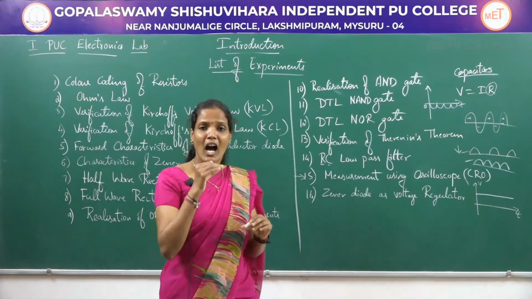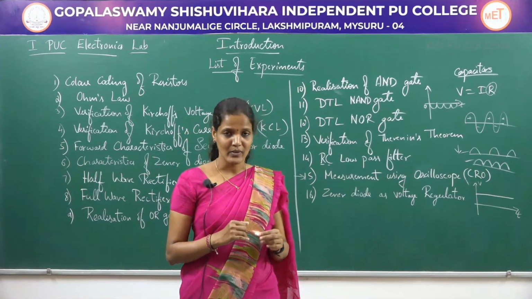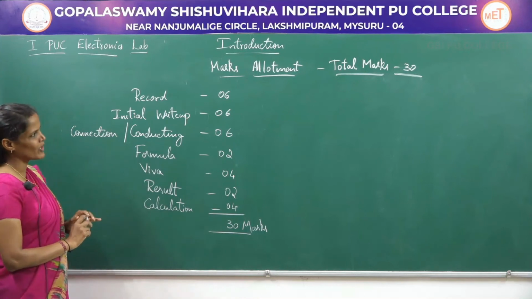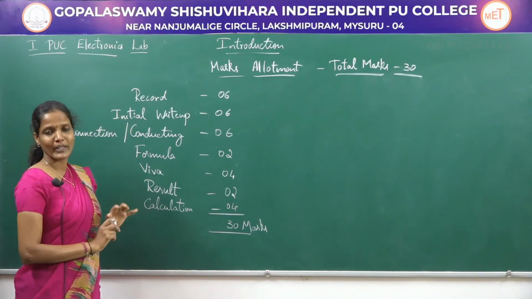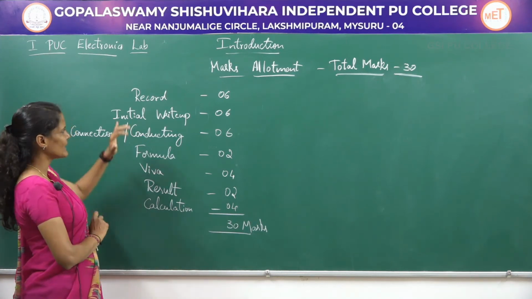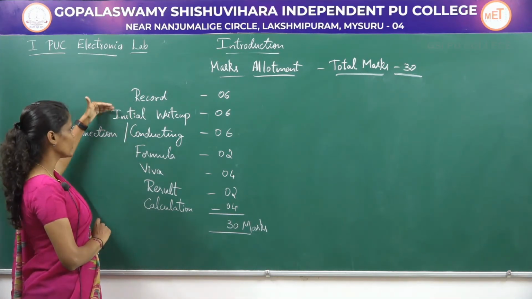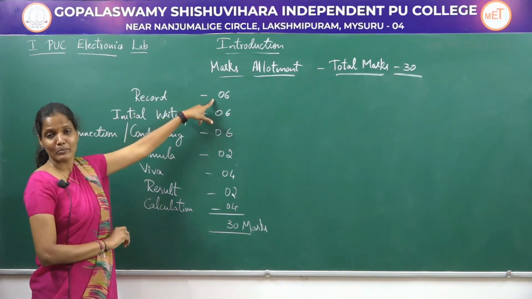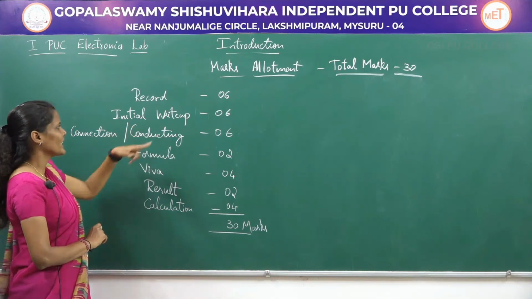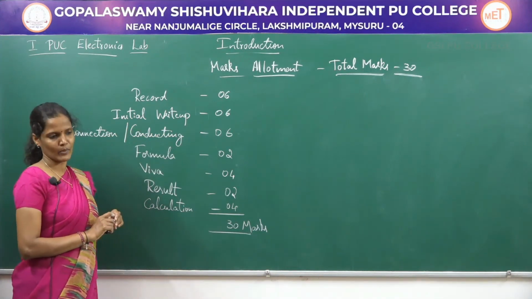Now we are going to see how the 30 marks will be divided. So this is how marks will be allotted in your practical exams. So total marks for your practical exam is 30. Out of 30, separate marks will be given for your record, initial write-up, connection and all those things. For your record, 6 marks will be allotted. For initial write-up, it is 6 marks.